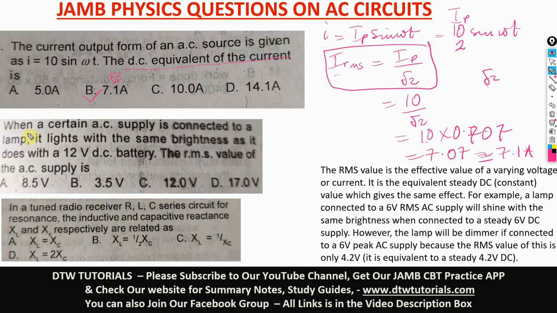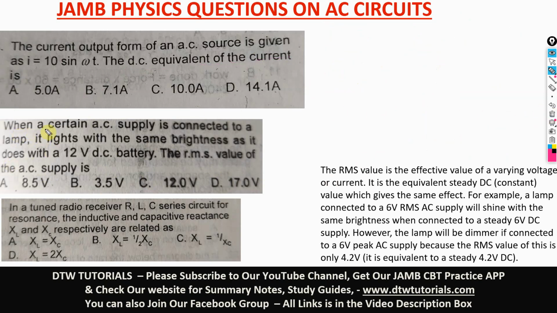So now let's get on to this. It says, when a certain AC supply is connected to a lamp, it lights with the same brightness as it does with a 12 VDC battery. The RMS value of the AC supply is? You don't need to start using this formula, RMS equal to IP. That's when you are told to find the peak.